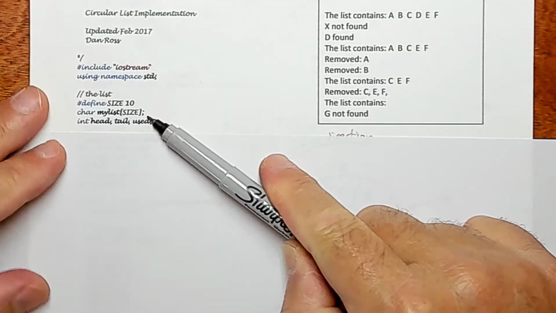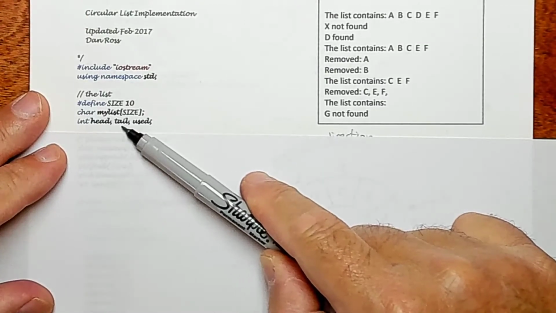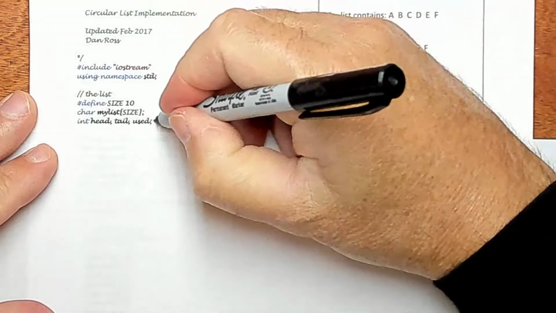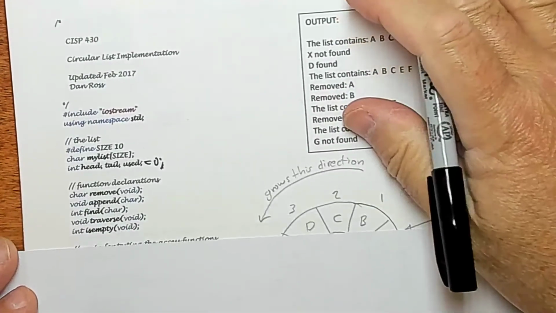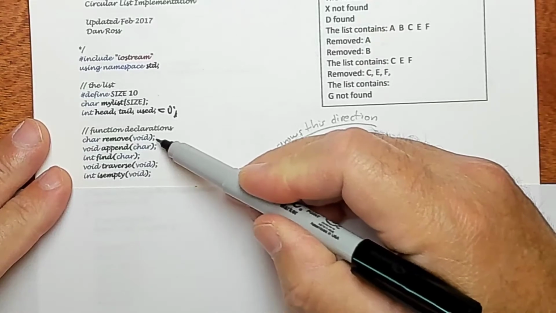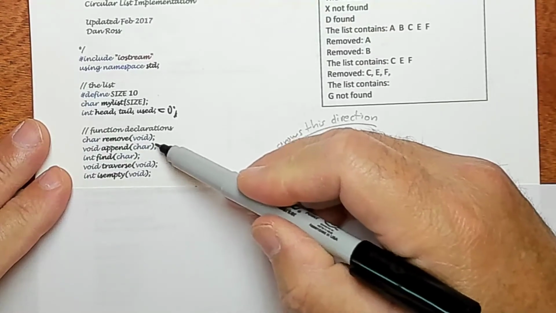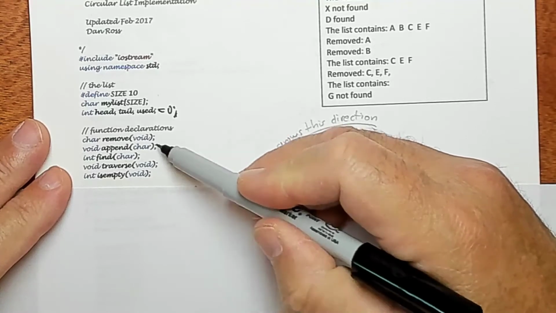It's just a simple array with 10 elements in it. I've got some indexes to point at the head, the tail, and used, and these are all initially equal to 0. And then this is the interface. So I've added a couple more functions. We've got remove and append, but we've also got find, traverse, and is empty. So these 5 functions together define the interface to this list container.